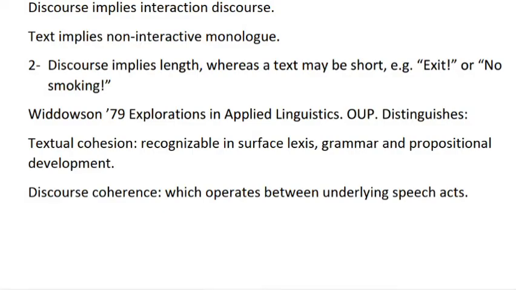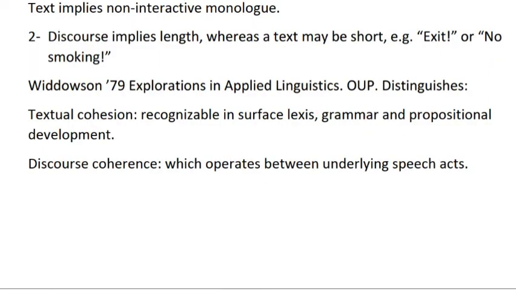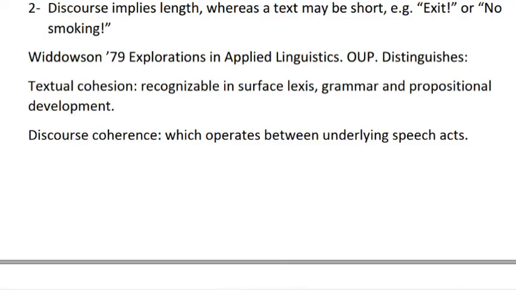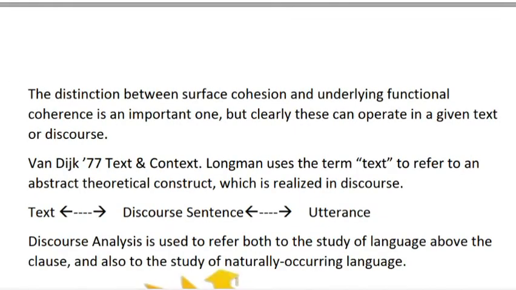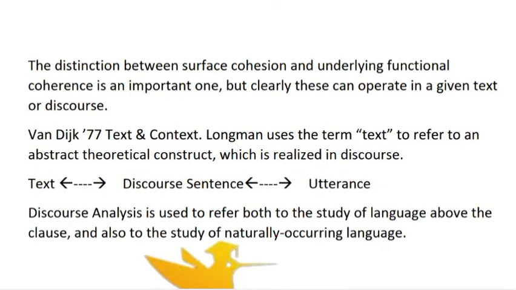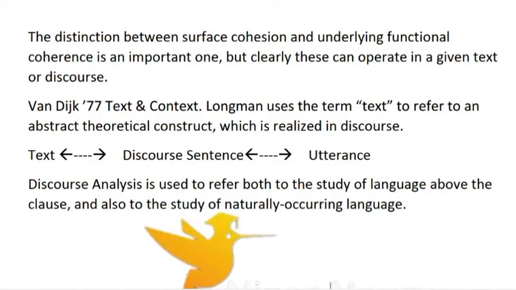Distinguishes textual cohesion, recognizable in surface lexis, grammar, and propositional development, from discourse coherence, which operates between underlying speech acts. The distinction between surface cohesion and underlying functional coherence is an important one, but clearly these can operate in a given text or discourse. Van Dijk 77, Text and Context.